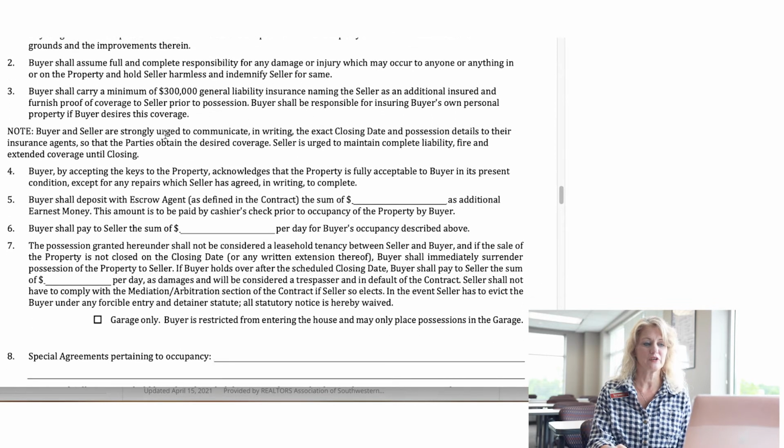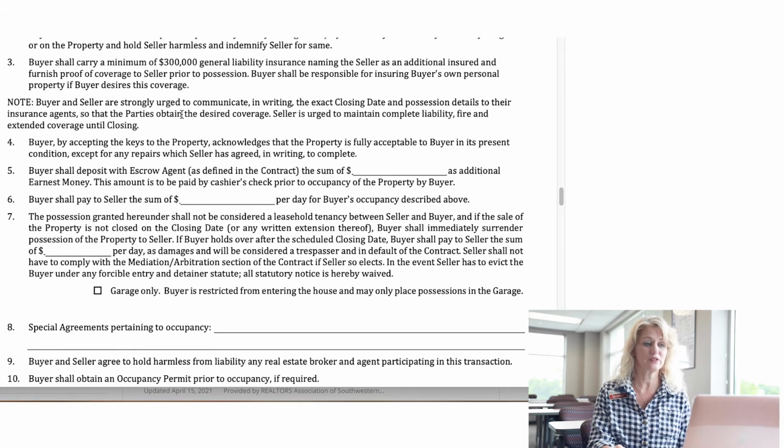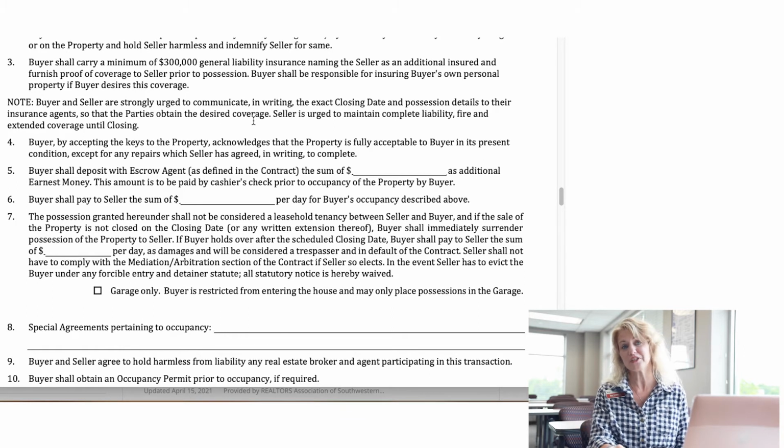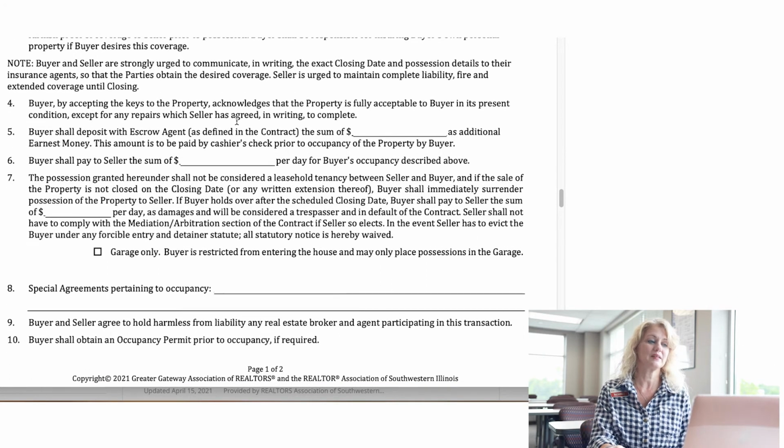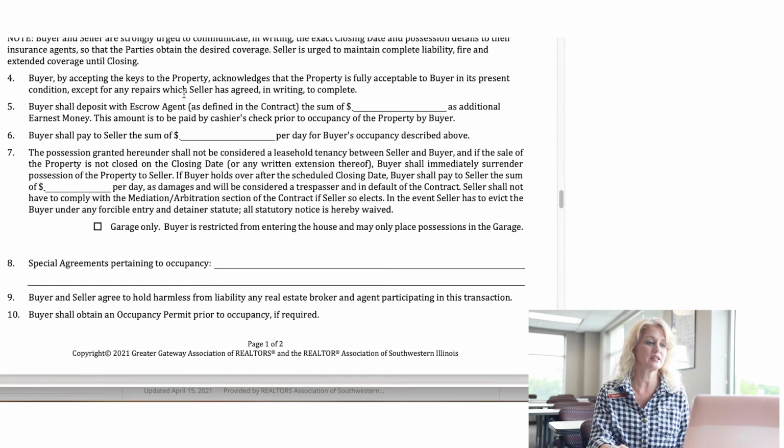Okay, so the buyer and seller are strongly urged to communicate in writing the exact closing date and possession details with their insurance agents. Obviously, those facts need to be communicated with the insurance companies for sure. And the insurance companies may say, nope, can't do it. So there are just a lot of caveats here. The buyer, by accepting the keys to the property, acknowledges that the property is fully acceptable to buyer in its present condition, except for any repairs which seller has agreed in writing to complete, if they aren't completed yet.